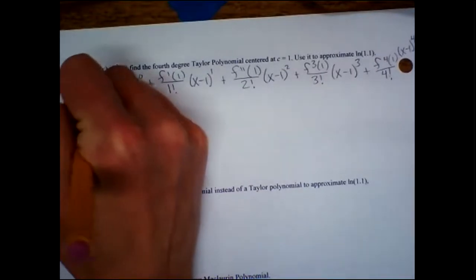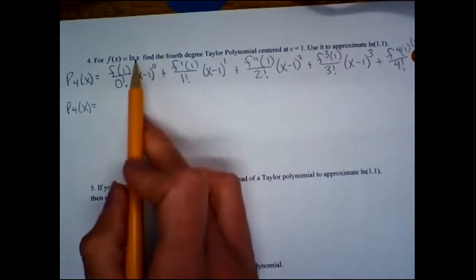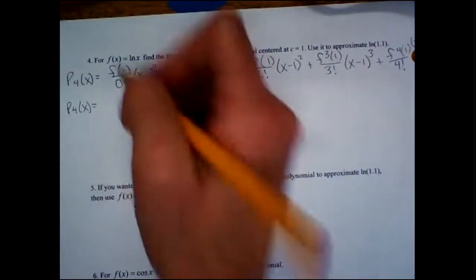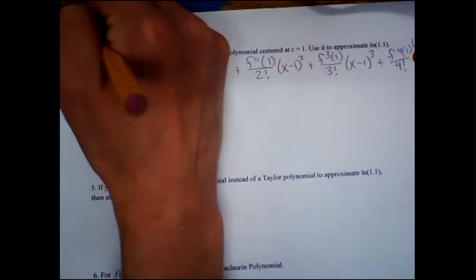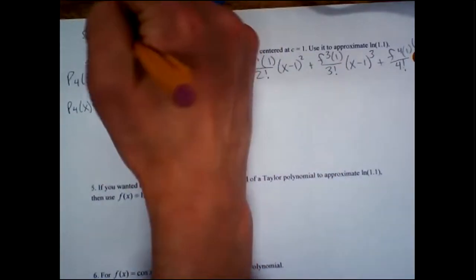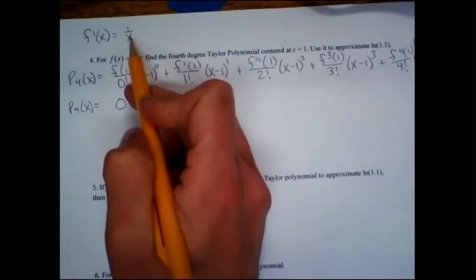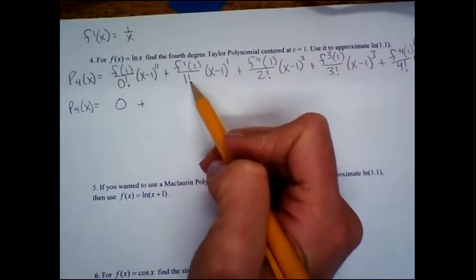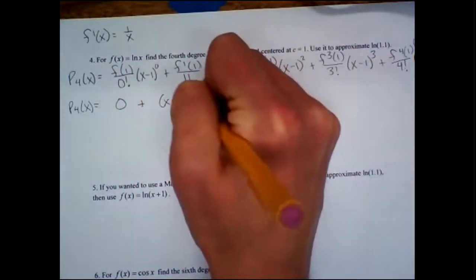So p sub 4 of x equals f of 1. All right, ln of 1 is 0. That entire first term is just 0. Plus, all right, now we need the first derivative. I'm just going to write it right above here. What is the first derivative of ln? 1 over x, good. So we are plugging in 1. That would just give us 1 over 1. So that whole thing is 1, and then just x minus 1.